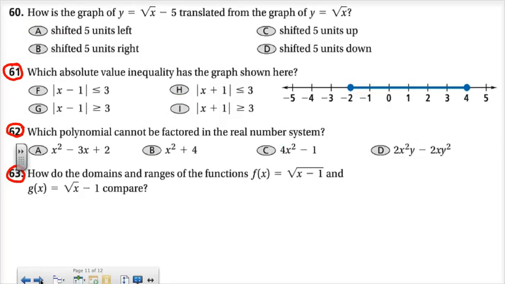Then, that might be it. That is it from section 6.8, day 2.